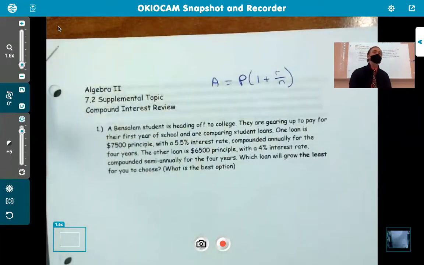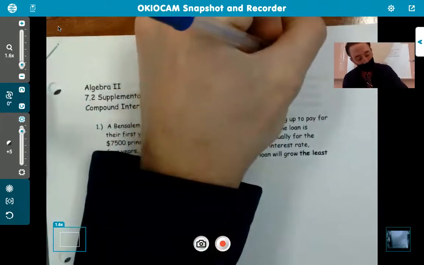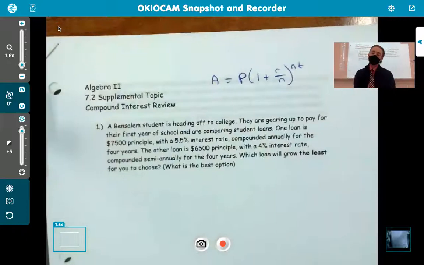What's R? The interest rate. N, what does that stand for? We talked about this when we were going over the homework. Right. So you're saying semi-annual, annual, quarterly, all the amount of times that something is compounded over a yearly basis, right? And then it's raised to the N times T.